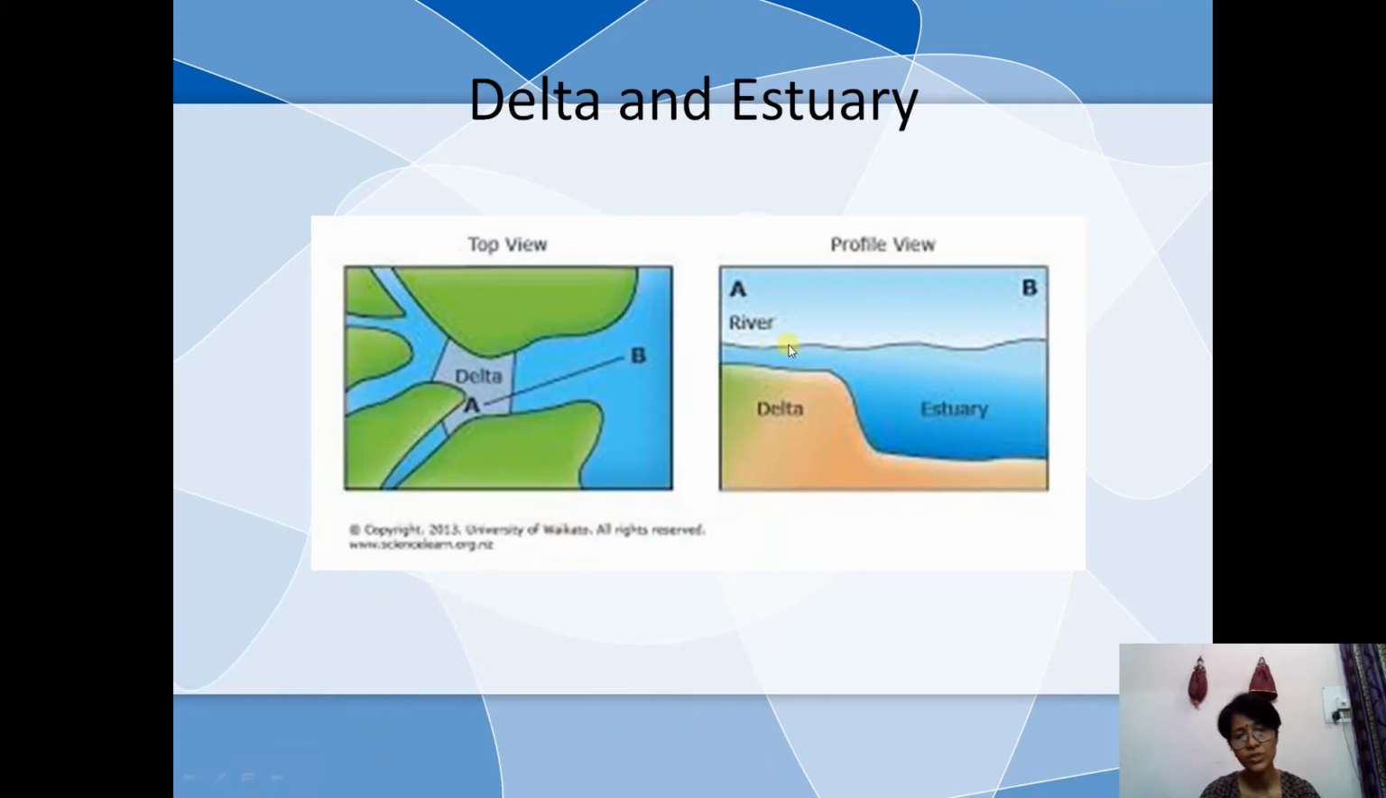Delta and estuary, these two figures I'm showing here, this is a delta and this an estuary. So there is a difference between delta and estuary. Delta has a triangular-shaped landform, but an estuary is not triangular in shape.